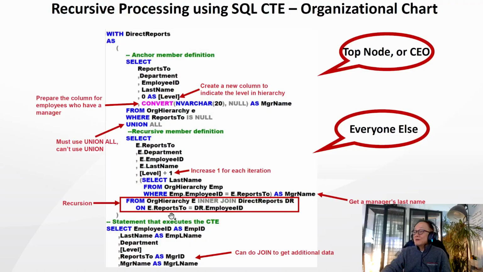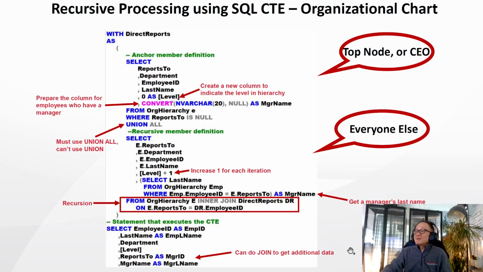Pay attention to org hierarchy. This is our base table. Direct reports, that's the name of our common table expression. We join on manager ID equivalent to employee ID. Keep in mind, managers are also employees. And the recursion takes place here.